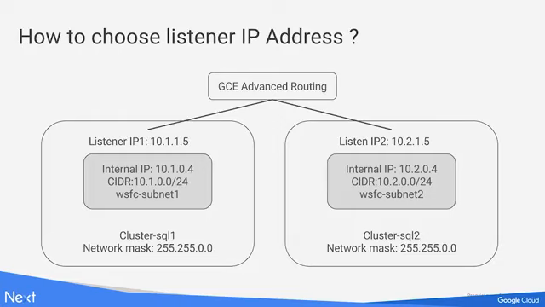When we pick the listener IP address, we just need to pick an address which is outside of the Compute Engine subnetwork, but inside the virtual machine's subnet mask. Look at listener IP address 1 as an example. This is 10.1.1.5, which is outside of the Google Compute Engine subnet, but it's in the same network as the internal IP address 10.1.0.4 from the virtual machine perspective.